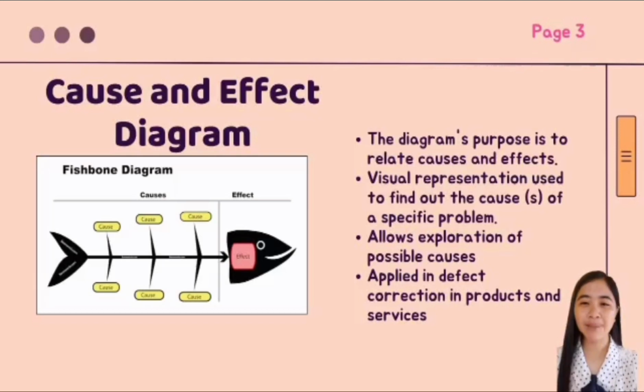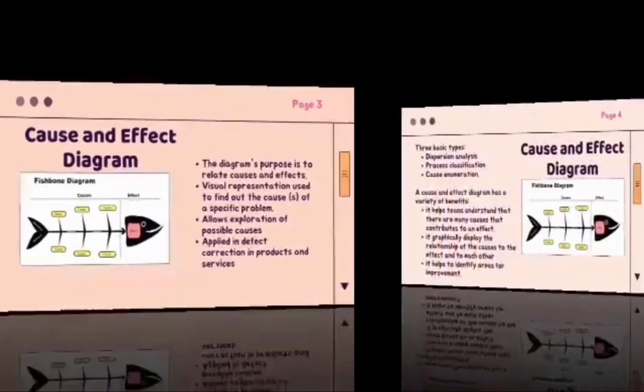It is a diagram that maps one or more causes to one or more effects. Instead of jumping to actions to solve the problem, the cause and effect diagram allows exploration of possible causes. This may lead to a better solution to the problem. Cause and effect diagram is applied in defect correction in products and services.